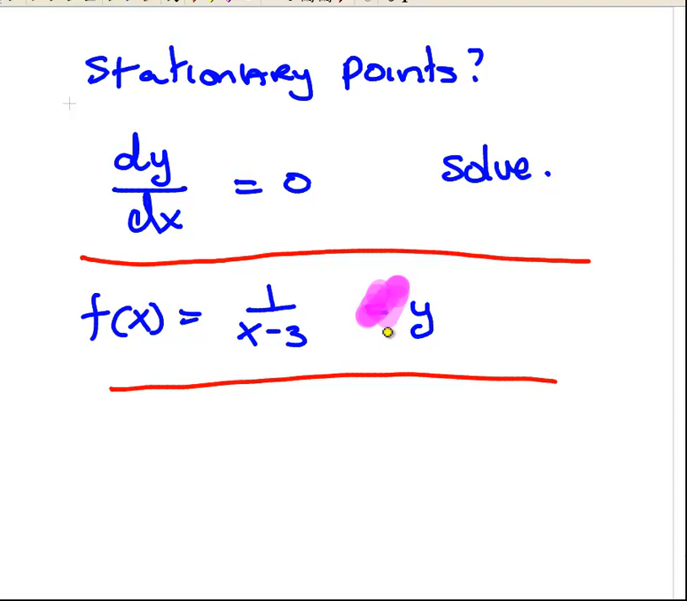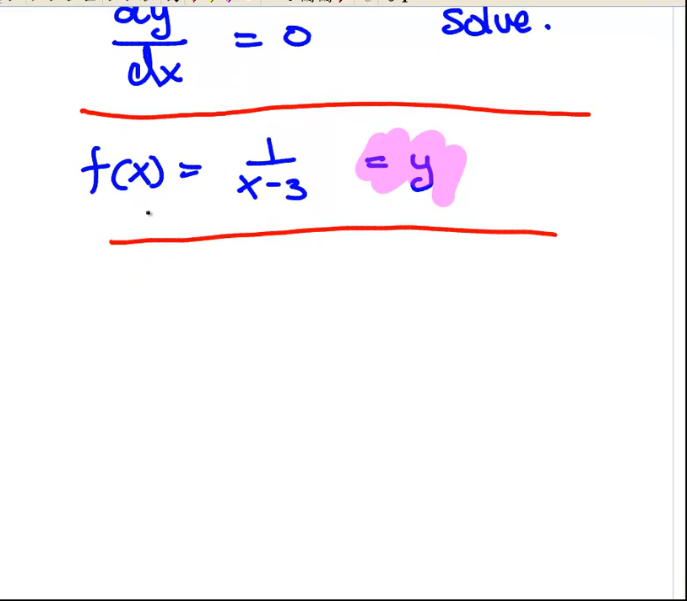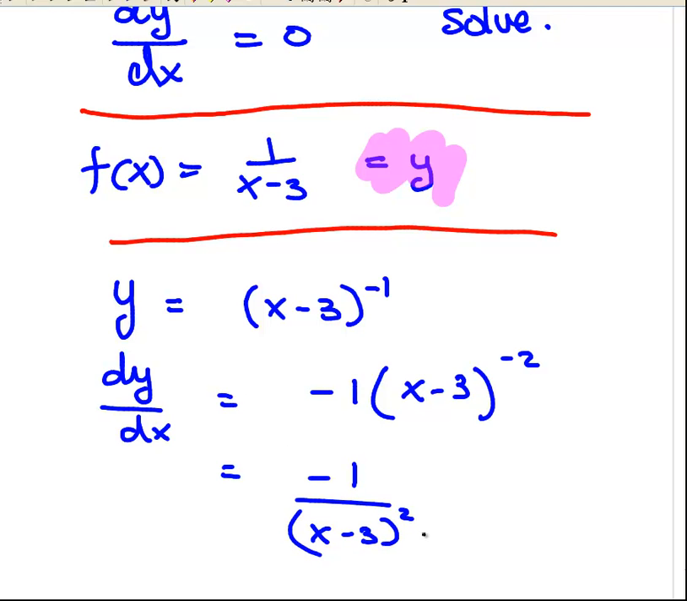Just to be consistent, rather than f of x, we'll just call that y. And what we're going to do is get the derivative of that. So y is x minus 3 to the power of minus 1. We can just treat x minus 3 as if it was x when we differentiate it. Therefore, we would get minus 1 times x minus 3 to the power of minus 2, or in other words, minus 1 over x minus 3 squared.